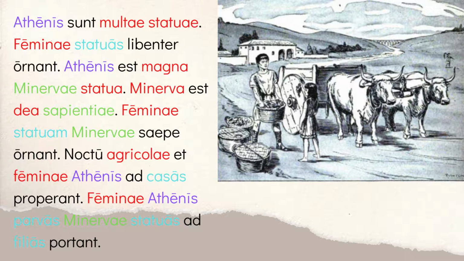Okay. Minerva est dea sapientiae. So Minerva is the dea, the goddess of wisdom, sapientiae, genitive. She's the goddess of wisdom, which is true. That's one of the aspects of Minerva or Athena, right?